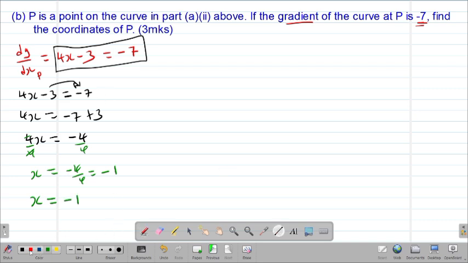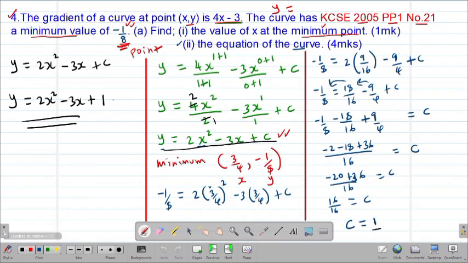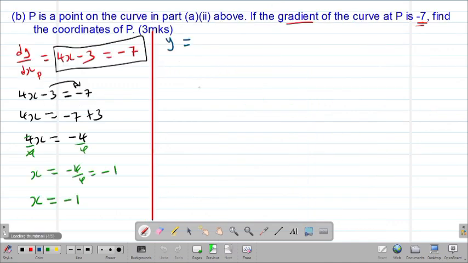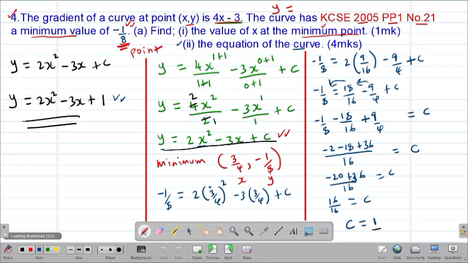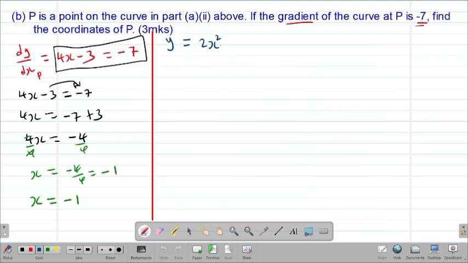But remember, the question wants us to find the coordinate of P. A coordinate is made up of the value of x and y. Therefore, since we have the value of x, we just need to get the value of y. We already had the equation of y, which was y is equal to 2x squared, then of course minus 3x, then plus 1.